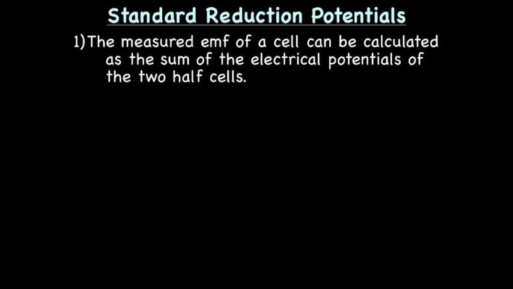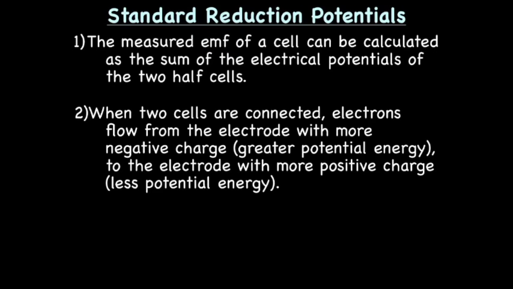Standard reduction potentials. The measured EMF of a cell can be calculated, as opposed to just measured, as the sum of the electrical potentials of the 2 half cells. Just like we can figure out the redox reaction by summing the 2 half cells, we can figure out the EMF, the electrical potential of the whole system, by measuring the electrical potentials of the 2 half cells. So that when the 2 cells are connected, the oxidizing half and the reducing half, electrons flow from the electrode with a more negative charge, which is the oxidizing half, the part with greater potential energy, to the electrode with more positive charge, the reducing half, with less potential energy.